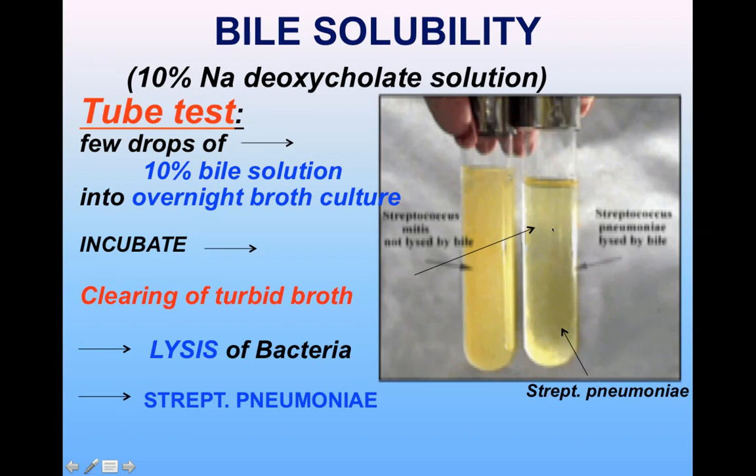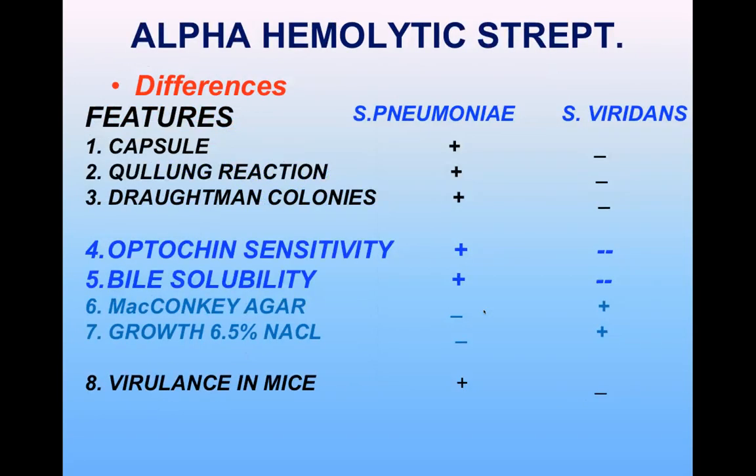On this slide, you can see clearing of the broth, and this is the turbid broth. So if it clears, then it is Strep pneumoniae because the bile solution brings about lysis of the bacteria. On the other hand, if it remains turbid even after addition of bile solution, then it is Strep viridans. So as I said, these two tests, the bile solubility test and the Optochin test, are diagnostic for Strep pneumoniae. You get MCQs on this, and when you get an SEQ on lab diagnosis, you have to mention these two tests.